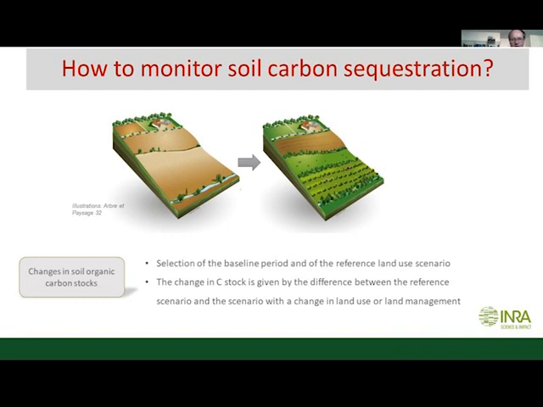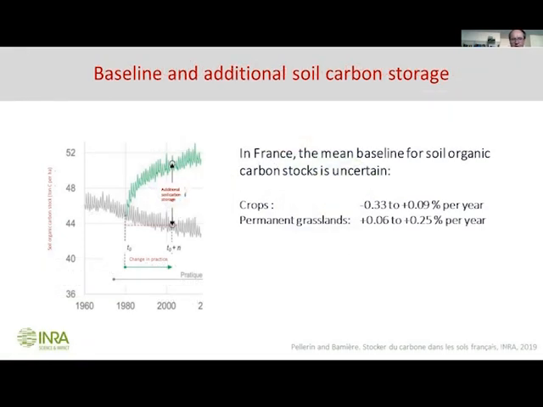Then, in case we introduce a new agricultural practice, the change in carbon stock will result from the difference between that reference scenario and the scenario where we adopt a change in land use or land management. Therefore, this issue of a baseline for the changes in soil carbon stock is quite important. We know that soil carbon stocks are often not in equilibrium, and this is because we have some past land use change. For instance, you may work on a cropland that was maybe 10 or 20 years ago grassland. So in that case, usually the soil carbon stock would decline.